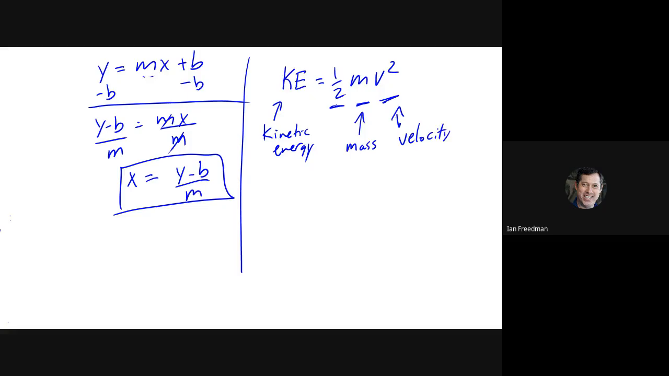So let's solve for velocity. We want to find v equals something. Well, the first thing we need to do is get rid of that 1/2 and that m. You can do this in one step, or you can do it in multiple steps. If you want to get rid of 1/2, you could divide by 1/2, but you could just multiply by 2 also. So if we multiply the right side by 2, we multiply the left side by 2. And so 2 times 1/2 goes away.